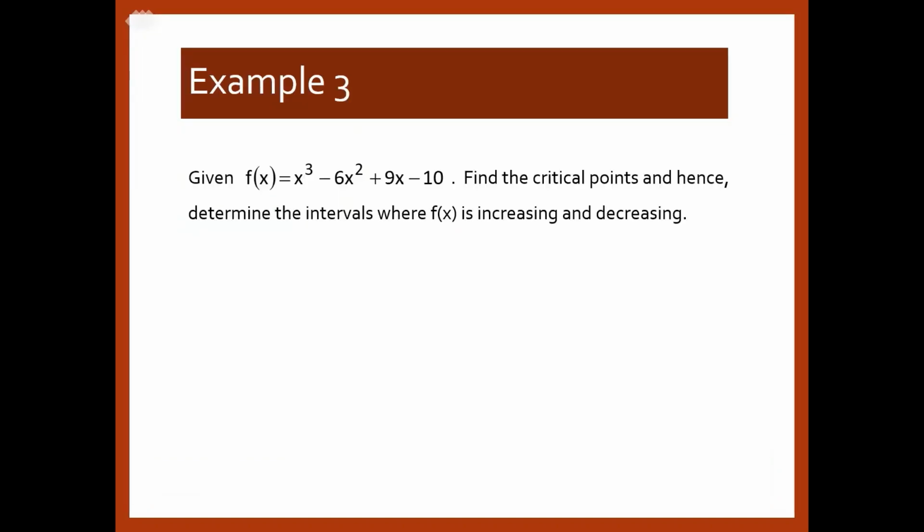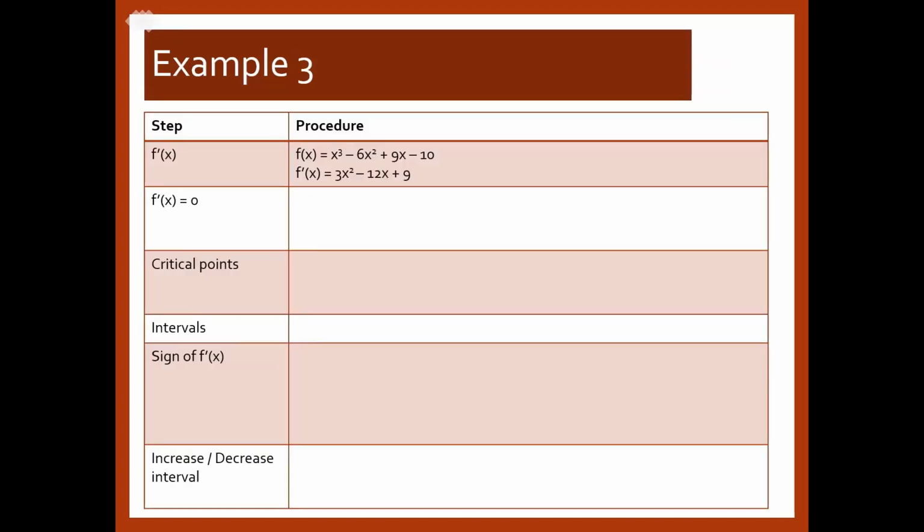Refer to example 3. You need to find the critical points and determine the interval where the function is increasing or decreasing. Differentiate the given function, you should get f prime x equal to 3x squared minus 12x plus 9. By letting f prime x equal to 0, using factorization, you should obtain x equal to 1 and x equal to 3.